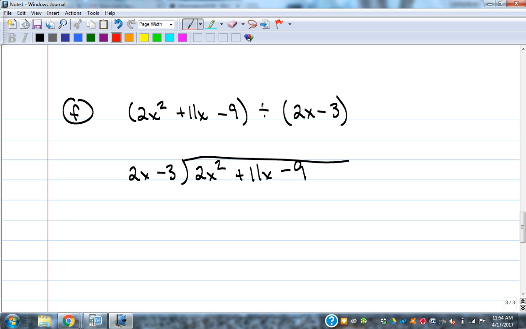What times the 2x in the front gets me the 2x squared? X. What do I do with that x? Multiply. X times 2x is 2x squared. X times negative 3 is negative 3x. And subtract. I always put parentheses there and subtract. The parentheses are what keeps the subtraction of the whole thing. Okay. 2x squared minus 2x squared, they do what? They should do that every single time. 11x minus negative 3x.